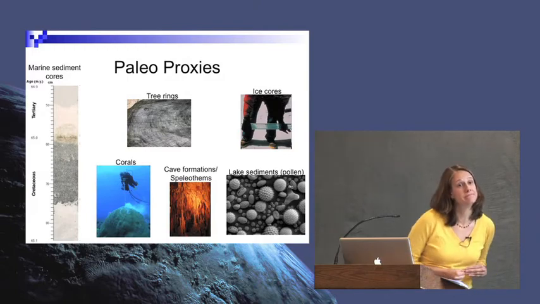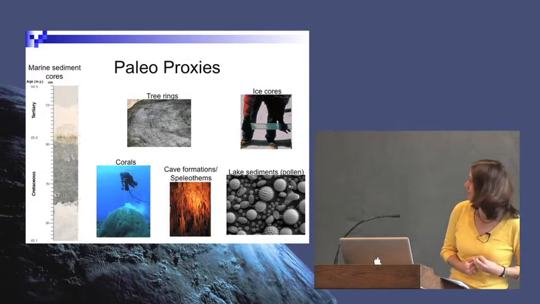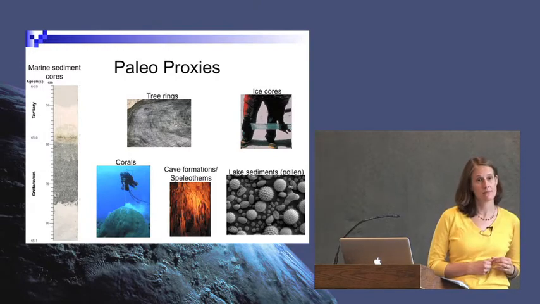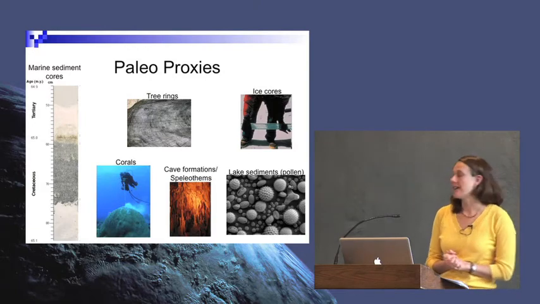Could you just briefly talk about what they're looking for in those cave formations? Is it the length of them as a function of temperature, or are they looking at the composition of them to see what's going on?